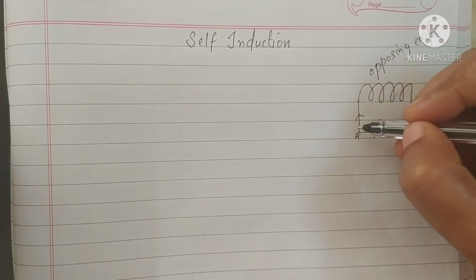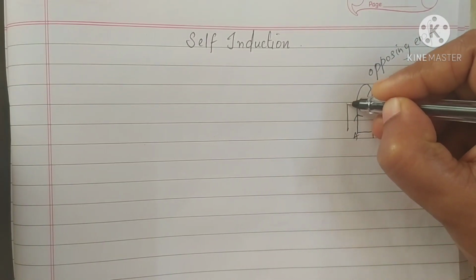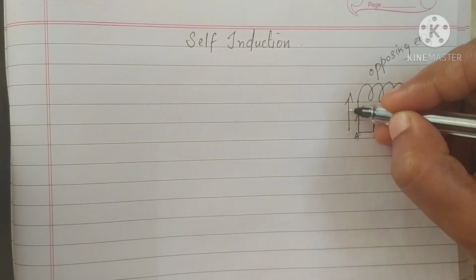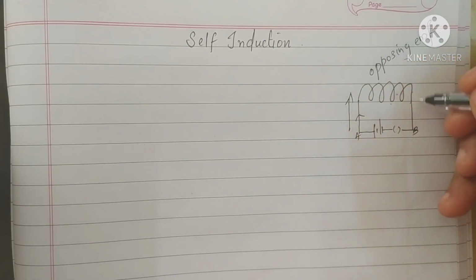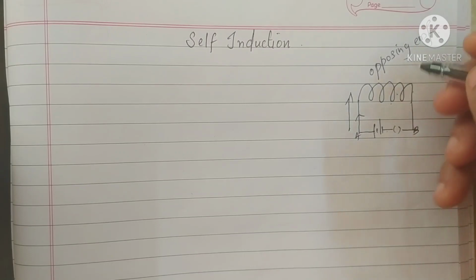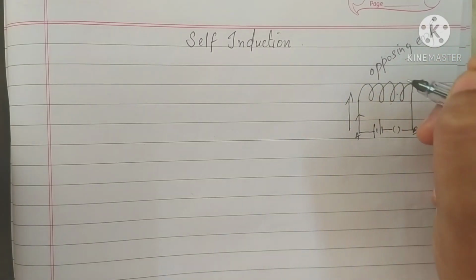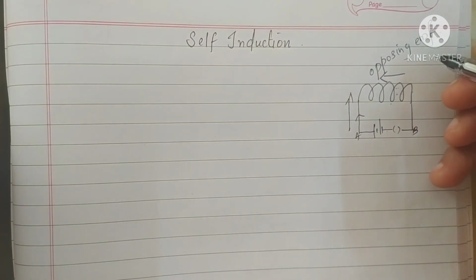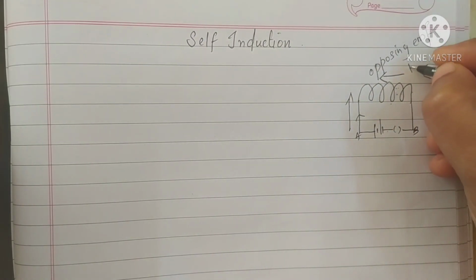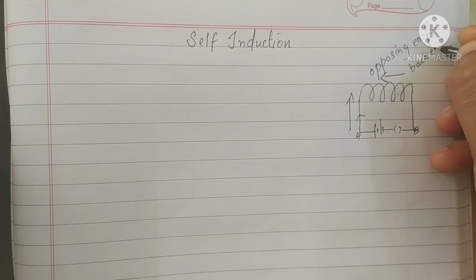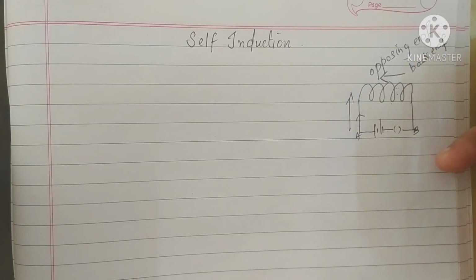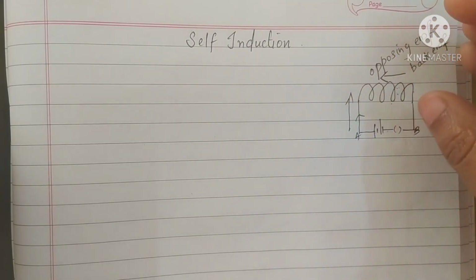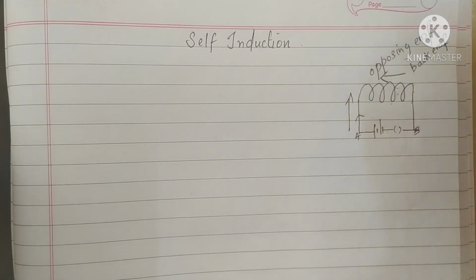Understood? Now you know the direction of current from the battery is like this, from positive to negative. At the same time, the induced current produced in the coil will be in the opposite direction. So this is also known as back EMF, and this phenomenon is known as self-induction.